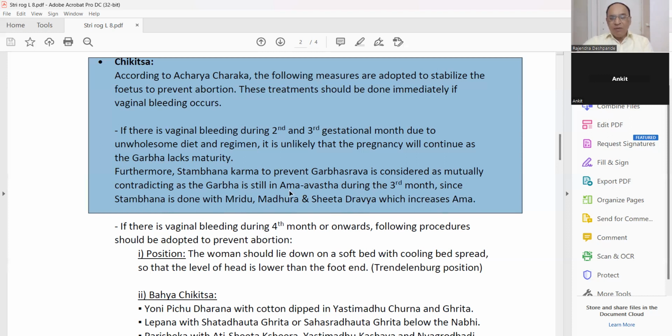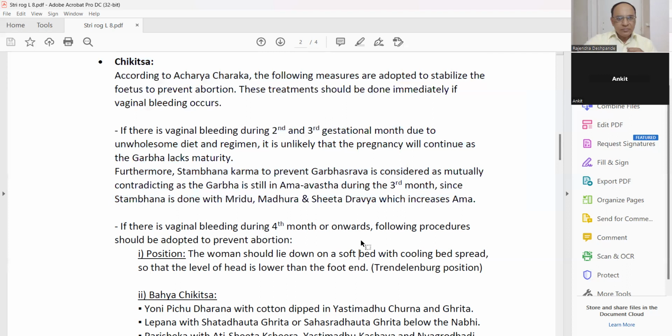Okay, so this type of Dravya sometimes can be used, but it depends. That means what is the stage of that particular miscarriage. If it is going to happen, let it happen. But first, in the beginning, you can try with these dravyas, mrudu, madhura, and shita virya, pittagna dravya, because bleeding is always with the pitta dosha problem.